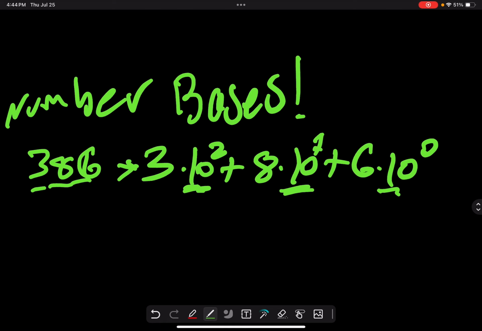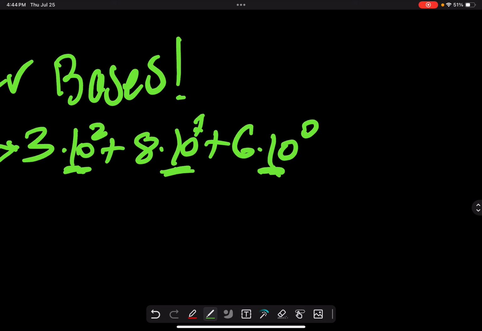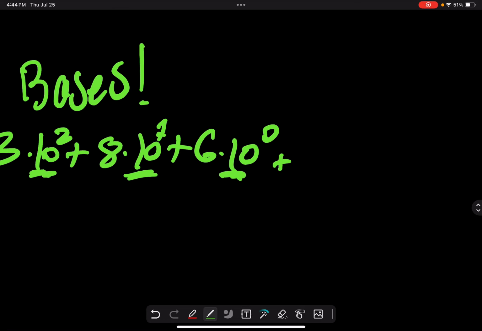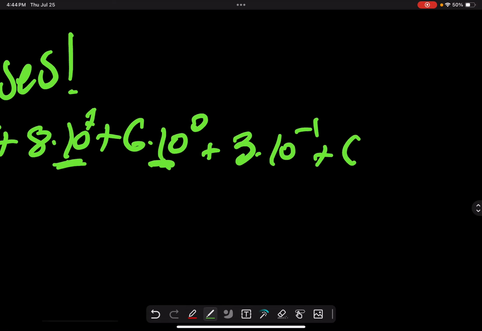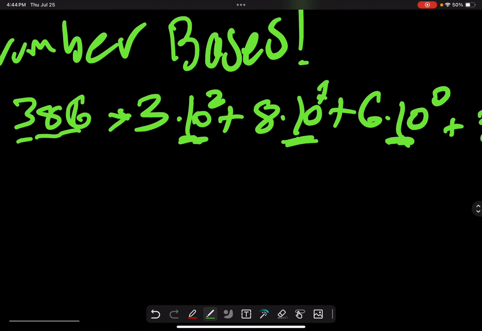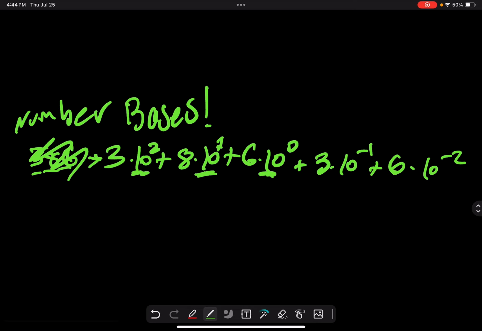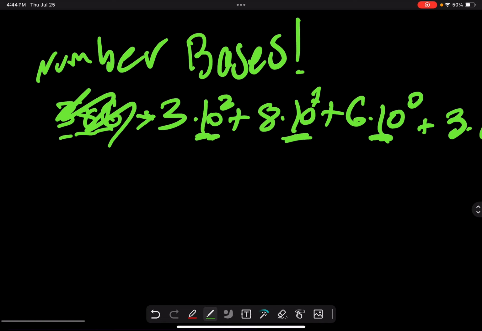The base is the number that is being raised to increasing powers. And obviously this continues, like if we were to then add, let's say, 3 times 10 to the negative 1 plus 6 times 10 to the negative 2. It continues. Obviously this isn't 386 anymore, but the base is the number that is being raised by certain powers.